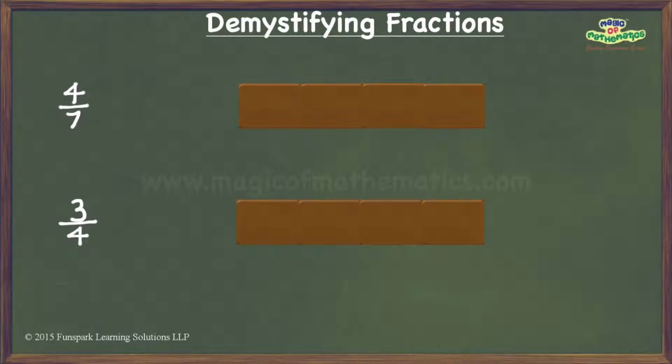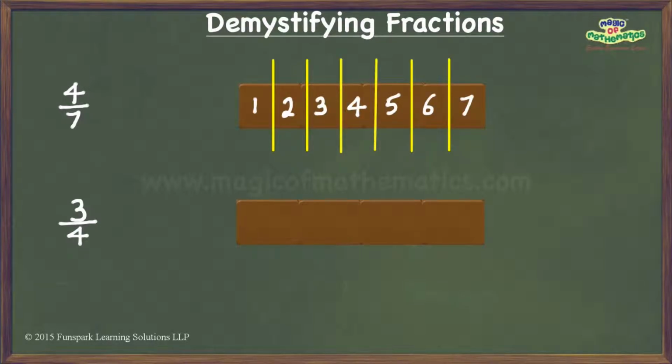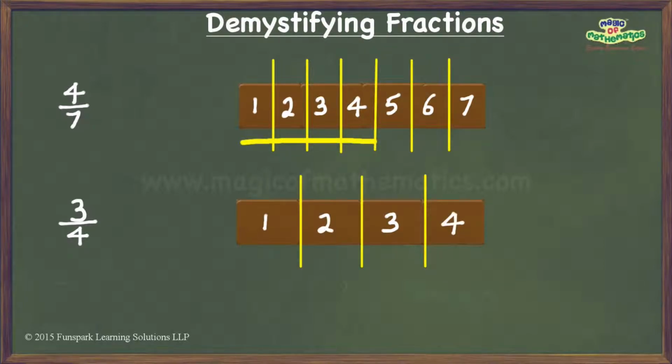If we divide the first chocolate into 7 equal pieces, the 4 pieces as marked represent 4 by 7. Similarly, we can divide the second chocolate into 4 equal pieces as shown. And if we do this, the 3 pieces as marked represent 3 by 4. Just by looking at this visual representation, it is clear that the quantity of chocolate that we have marked out in the second case is larger than the quantity that we have marked out in the first case. Hence, we can say that 3 by 4 is greater than 4 by 7.